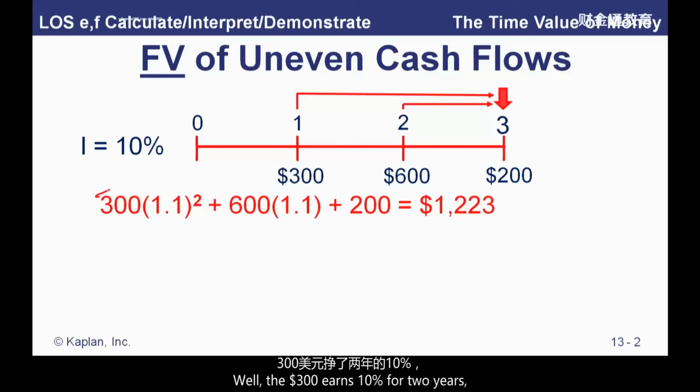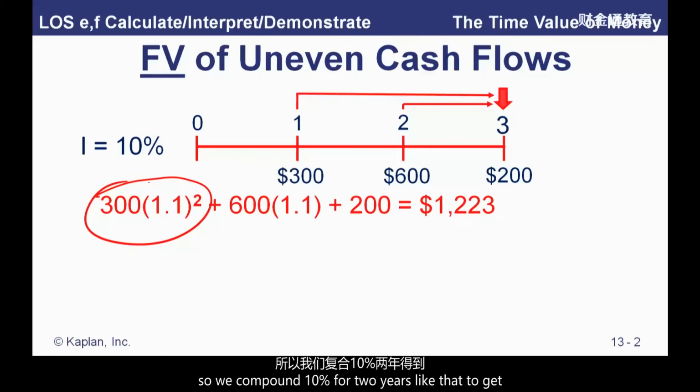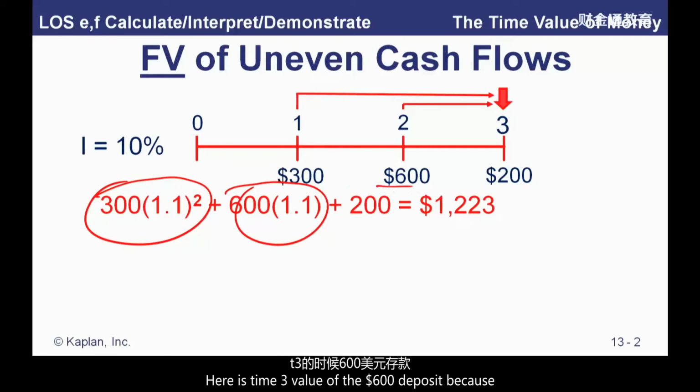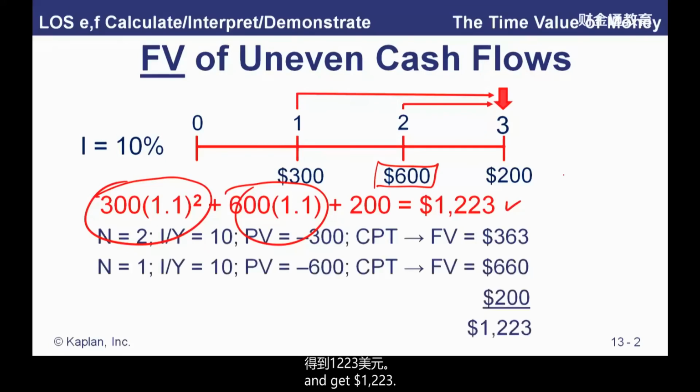Well, the $300 earns 10% for 2 years, so we compound 10% for 2 years like that to get that time 3 value. Here is the time 3 value of the $600 deposit, because that earns 10% for 1 year, so that's going to turn into $660. The $200 deposit is made right at time 3, so no interest accrues. We add them all up and get $1223. So here's what it looks like.